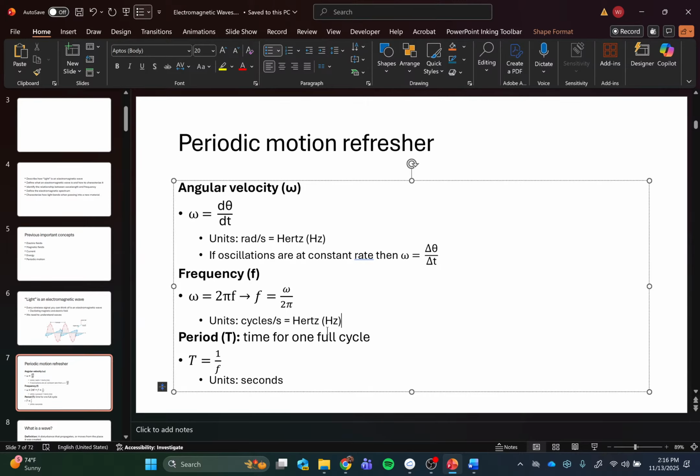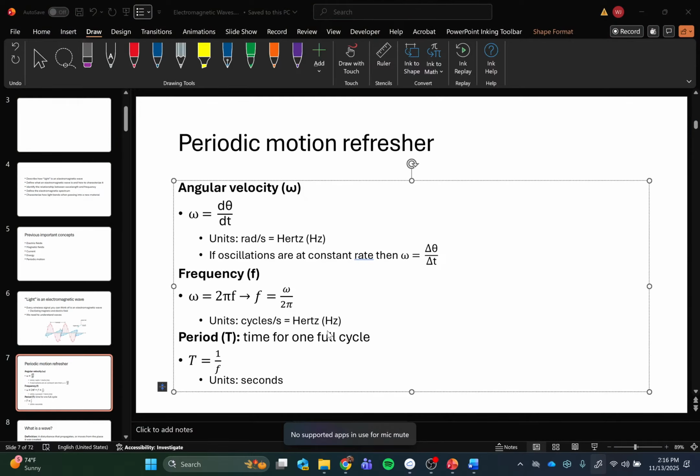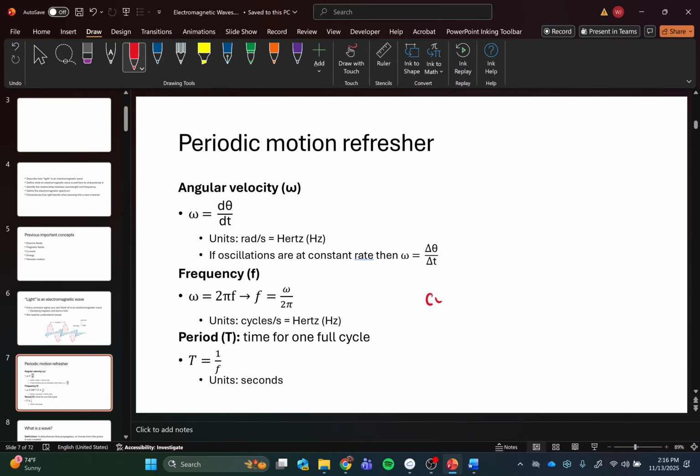All right, new one at the bottom: period. It's the time for a full cycle. How much time does it take for one full wave to pass you by? That's the period. It's 1 over the frequency. That's really easy to prove if we just look at the units. The units for frequency are how many cycles per second, how many full cycles occur per second. What is period? Period is how many seconds it takes for one full cycle. If you just look at the two, they're just inverses of each other. So period is 1 over f.